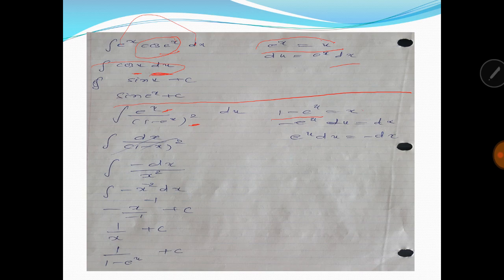So minus e power u du is equal to dx. So you already have e power u du, that you replace by minus dx, and 1 minus e power u you replace by x. So you have minus dx upon x square. So that is minus x power minus 2 dx, and the integration of x power minus 2 is x power minus 2 plus 1, which is minus 1, divided by minus 1. So that is 1 upon x plus c. Replace x by 1 minus e power u, and that's your final answer.